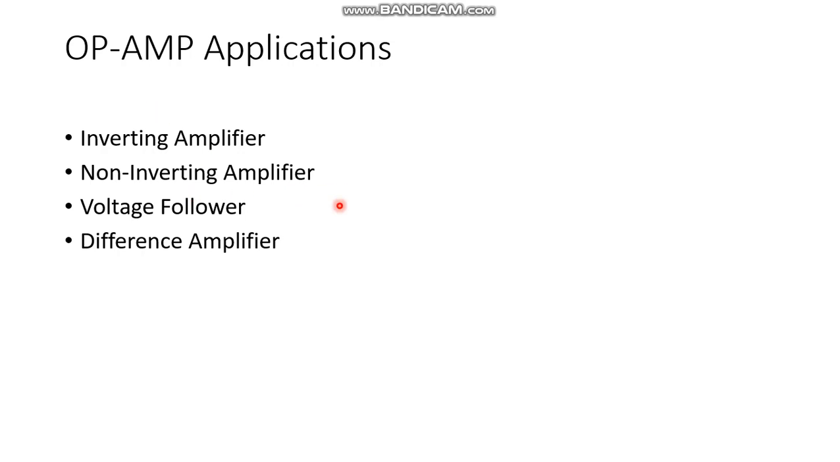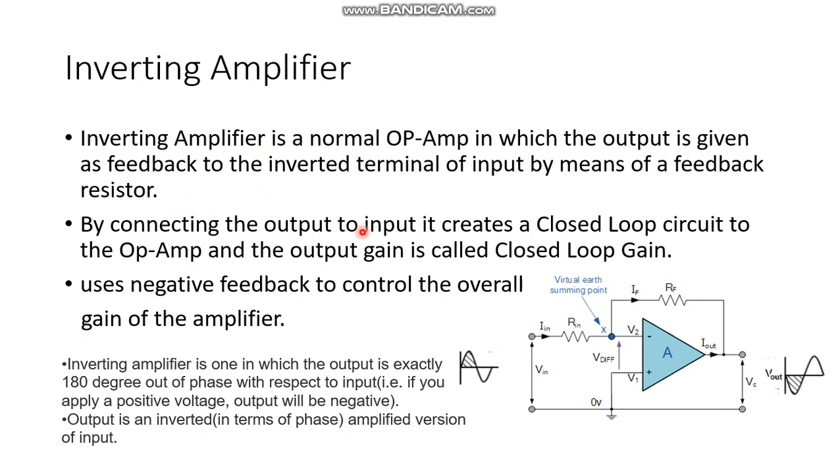Applications: inverting amplifier, non-inverting amplifier, voltage follower, difference amplifier, and many more. Inverting amplifier means I am giving the input signal to the inverting input terminal, and the positive pin is grounded. The inverting pin is connected to the signal and the non-inverting pin is grounded, then it is called an inverting amplifier.